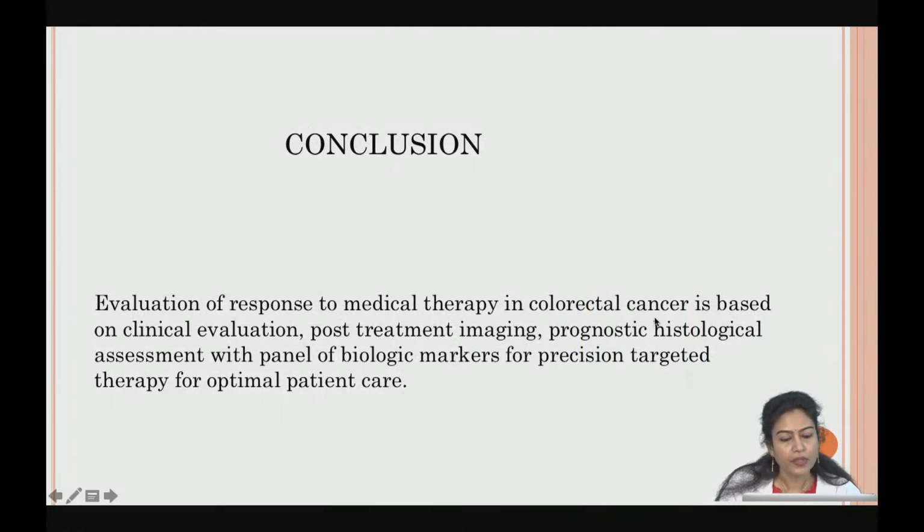To conclude, evaluation of response to medical therapy in colorectal cancers is based on clinical evaluation, post-treatment imaging, prognostic histological assessment with a panel of biological markers for precision targeted therapy for optimal patient care.